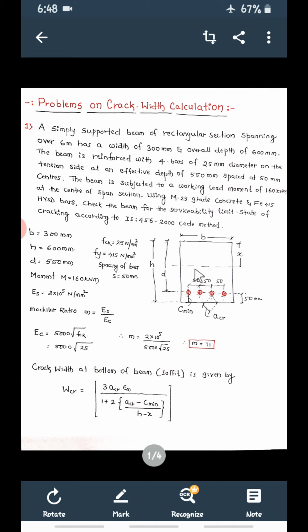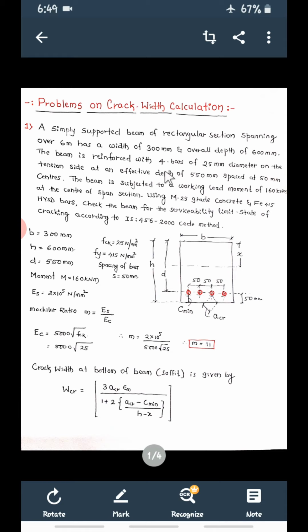This is a cross section of the beam. So this is the width of the beam, then capital D, or in this case we're going to consider it as small h, which is nothing but capital D, the overall depth of the beam. Then the effective depth, small d, is from the top to the center of the bars. This is the neutral axis, X, which we're going to find out.